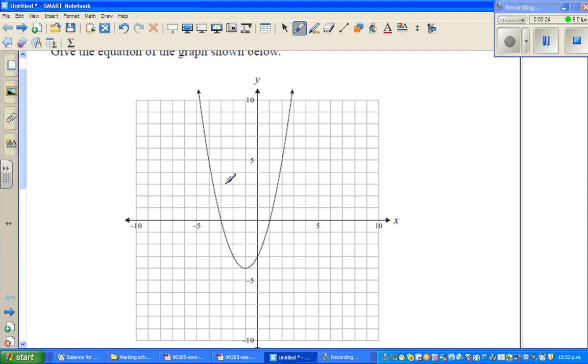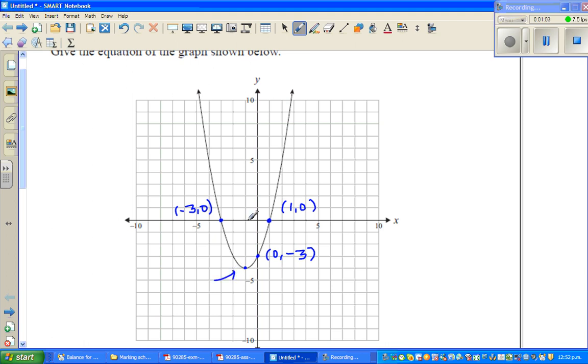Here, one thing is to look at the x-intercept and the y-intercept. This is one x-intercept, and this is the other x-intercept. The x-intercepts you can see are 1, 0 and minus 3, 0. The y-intercept is 0, minus 3. These are the main features of the parabola.